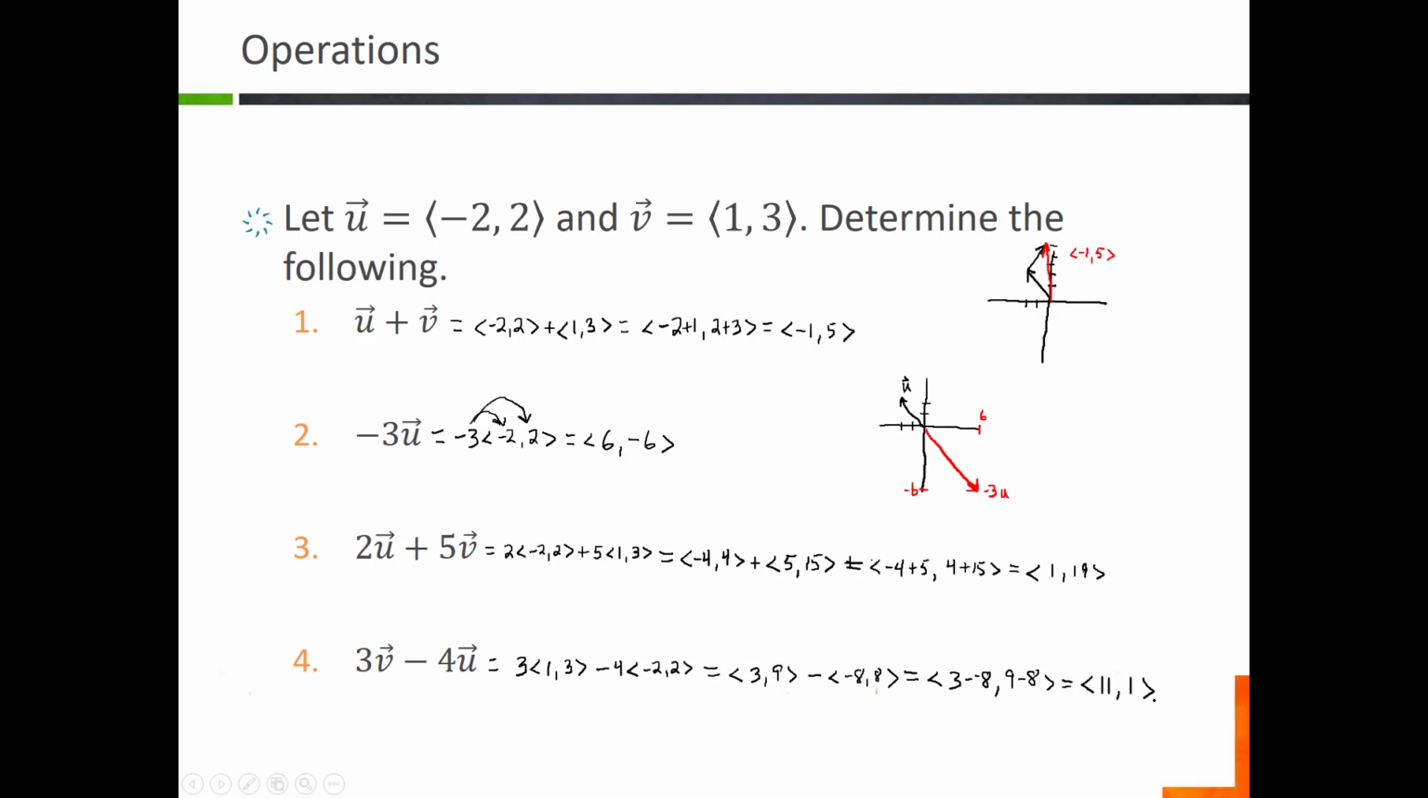All right, so again, that's adding vectors, subtracting vectors, and doing scalar multiplication is super easy. It's just like distributing numbers into parentheses. You just add the components or you multiply through the components.